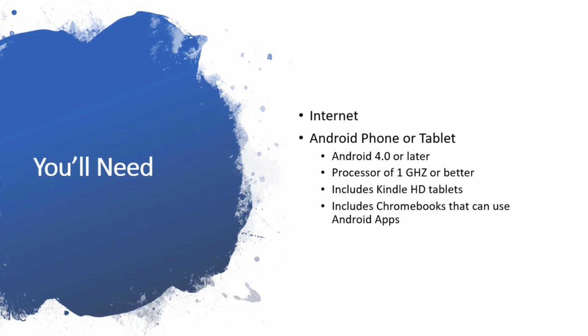It must be running Android 4.0 or later, and have a processor of 1 GHz or better. Some of the devices that can use it, aside from typical Android phones, are Kindle HD tablets, and even Chromebooks that are able to use Android apps. Now that we have some of the requirements out of the way, I'm going to switch over to my own Android phone, and we'll get started.